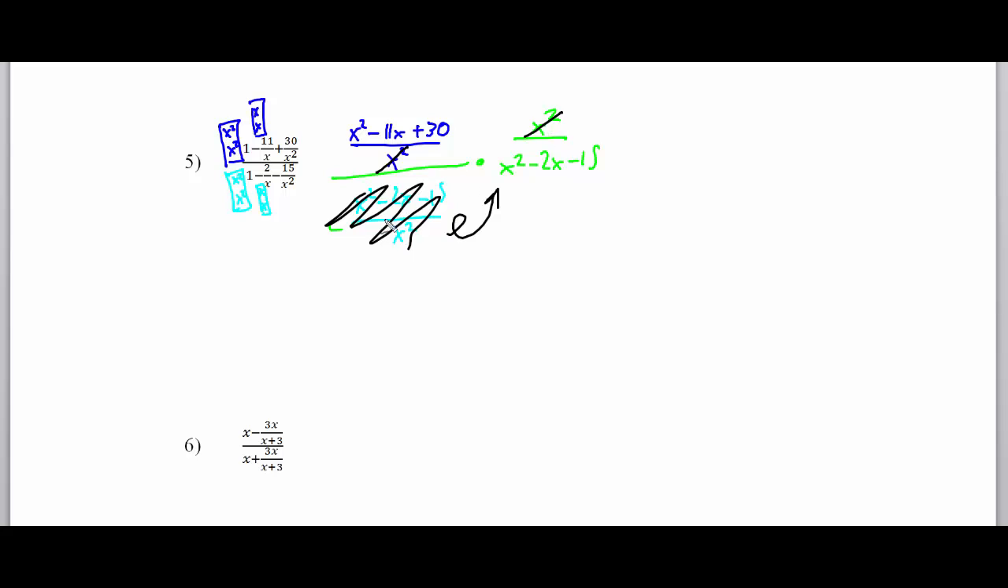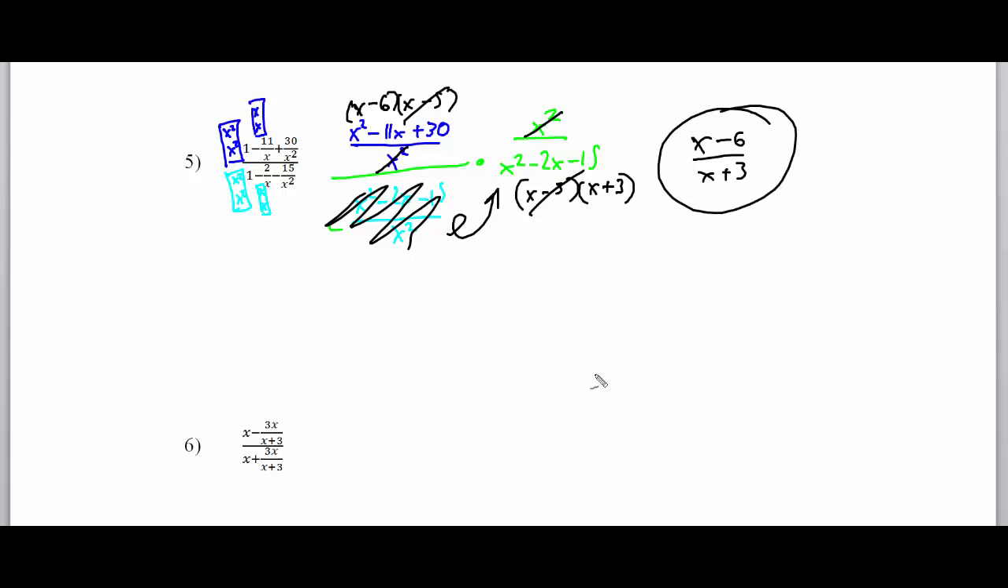The x squareds get simplified to 1. I'm going to do a little bit of factoring here to see if I can do any more simplification, and I think life gets pretty good here. So what I'm going to do is find two numbers that multiply to make 30 and add to make negative 11. Find two numbers that multiply to make negative 5 and add to make negative 2. And the x minus 5 simplifies, so I'm left with, whoops, x minus 6 over x plus 3 as my final answer there.